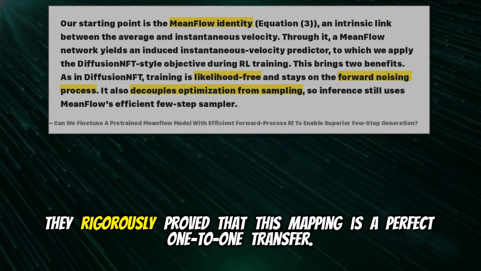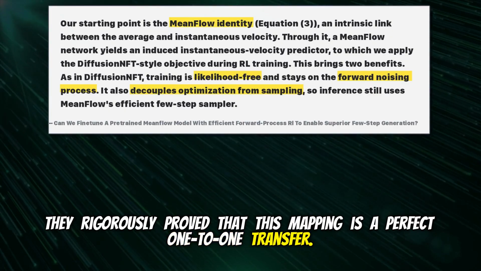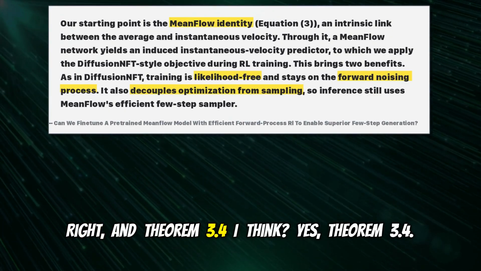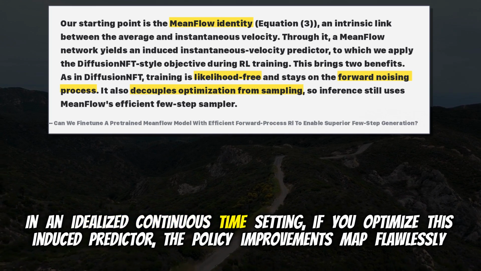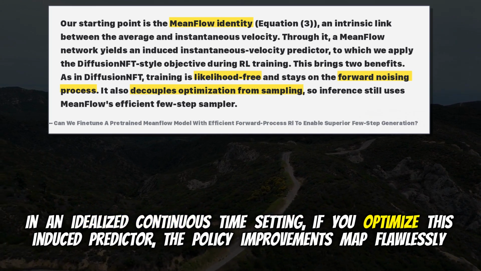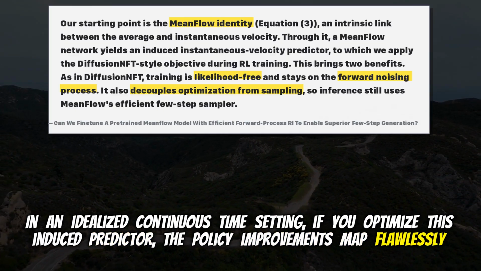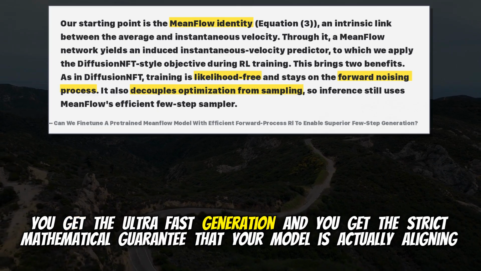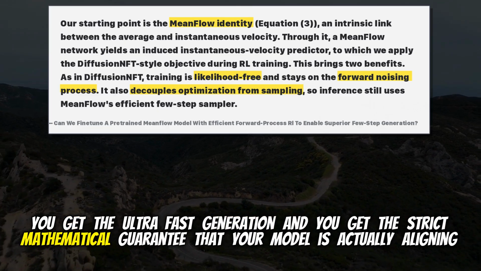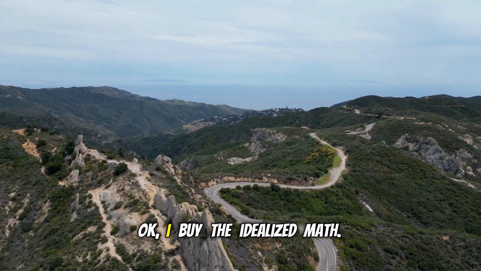They rigorously proved that this mapping is a perfect one-to-one transfer. Right, and Theorem 3.4, I think? Yes, Theorem 3.4. In an idealized continuous time setting, if you optimize this induced predictor, the policy improvements map flawlessly back onto your average velocity generator. You get the ultra-fast generation, and you get the strict mathematical guarantee that your model is actually aligning with the reward. Okay, I buy the idealized math.